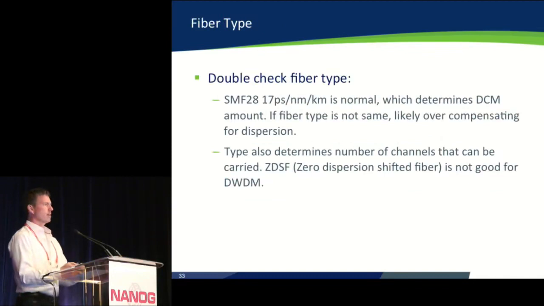The other problem that you might encounter is the fiber type. SMF28 is a normal type of fiber, and most DCMs are compensating for this type of fiber. If you're not using that fiber type, you may be overcompensating for dispersion using a standard DCM module. Also, zero dispersion shifted fiber isn't great for DWDM, so if you have that in your fiber plant, you want to know about it. Otherwise, you'll be trying to debug it.